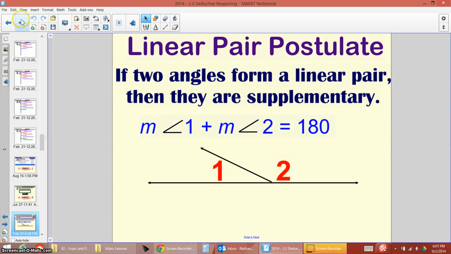All right, so the first one we've got to talk about is the linear pair postulate. This is a postulate that says the measure of angle 1 plus the measure of angle 2 is equal to 180. The definition of a linear pair is that 2 adjacent angles form a linear pair. They are supplementary. So right here, angle 1 is adjacent to angle 2. That means that they are supplementary because they're a linear pair. And if they're supplementary, then angle 1 plus angle 2 equals 180. That's the idea of the linear pair postulate.